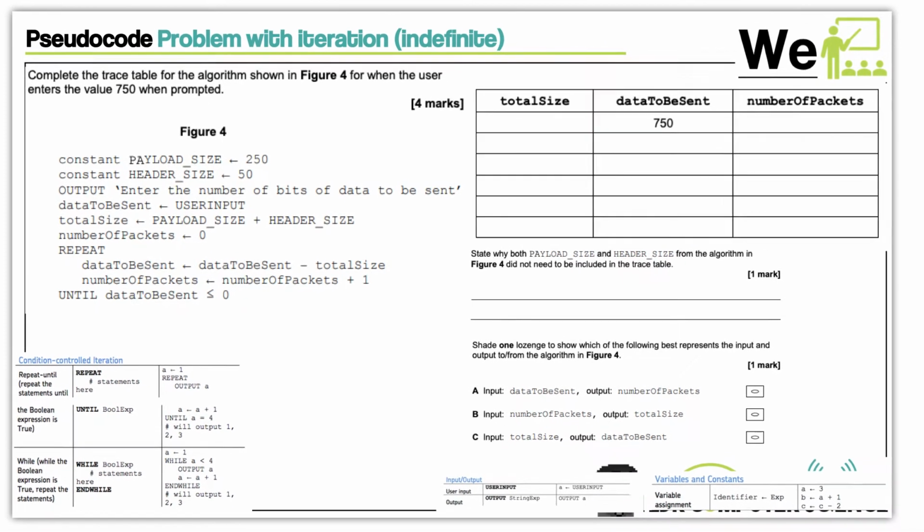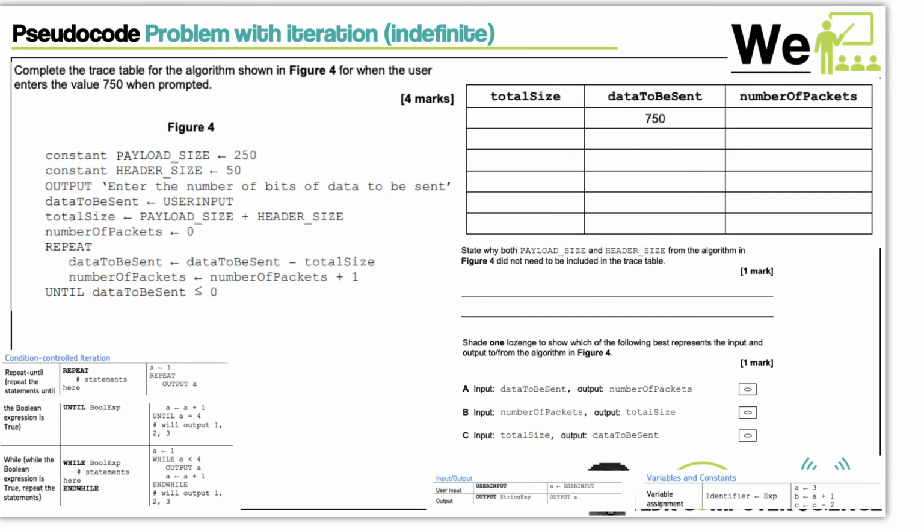Now, in this case, what we're actually going to be doing is having a look at this trace table. This trace table is going to be of the variables total size, data to be sent, and number of packets. This kind of table is very common, and it's not asking you to write the code right now. It's asking you to see if you understand the code.